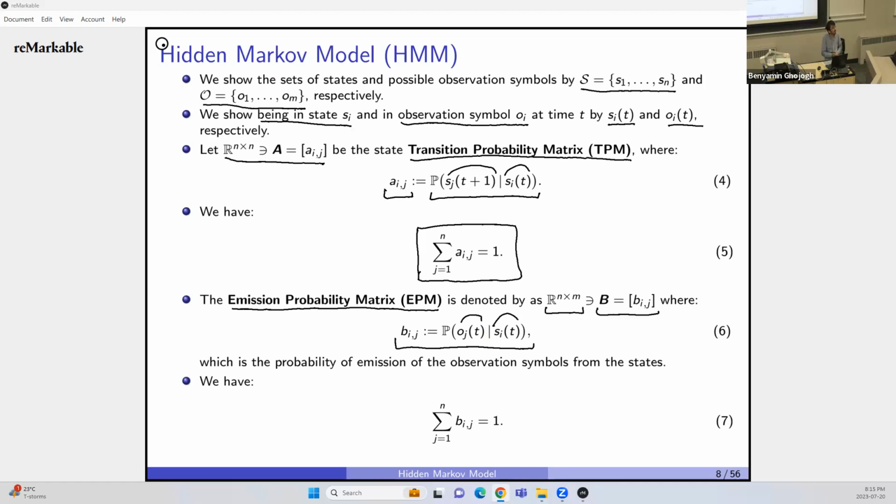No, those are not the states. Those are observations. We observe them. S is a hidden state. We can't see them. So the hidden states are decided upon what?